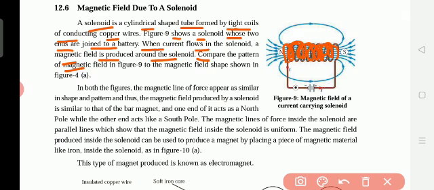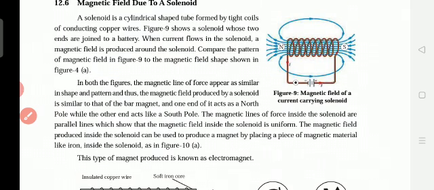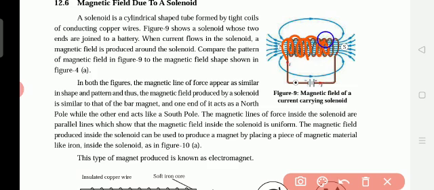Compare the pattern of the magnetic field in figure 9. The magnetic field shape is shown in figure 4. So this is the solenoid. Solenoid means the copper wire has tight coils to conduct electricity and two ends are joined with the battery. When the current starts to flow, it has its own magnetic field, which is like figure 4.